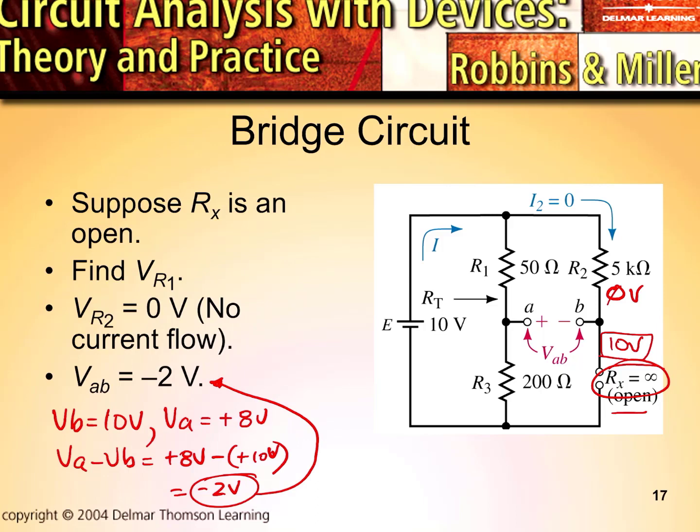So what if we wanted to find VR1? Well, VR1 is just going to be a subtraction, isn't it? So we can say that VR1 equals E source minus VR3, because it's a voltage divider. And VR3 was essentially this VA value of 8 volts. This was 8 volts, right? So that's going to be 10 volts minus 8 volts to give you 2 volts. So we can say that the voltage across this R1 is 2 volts.